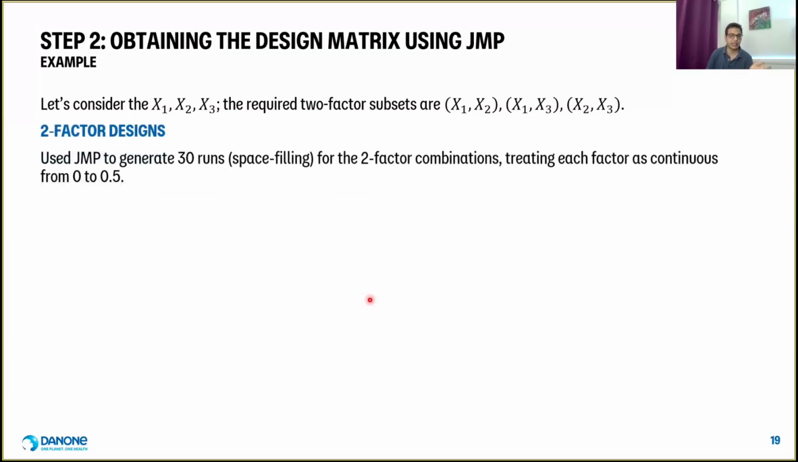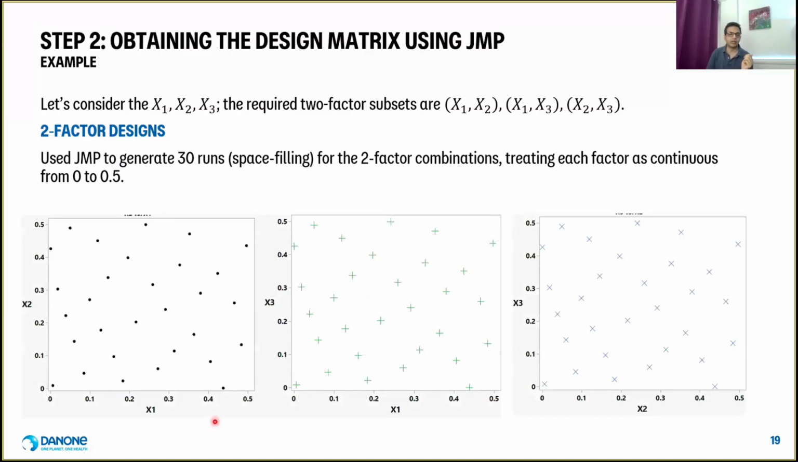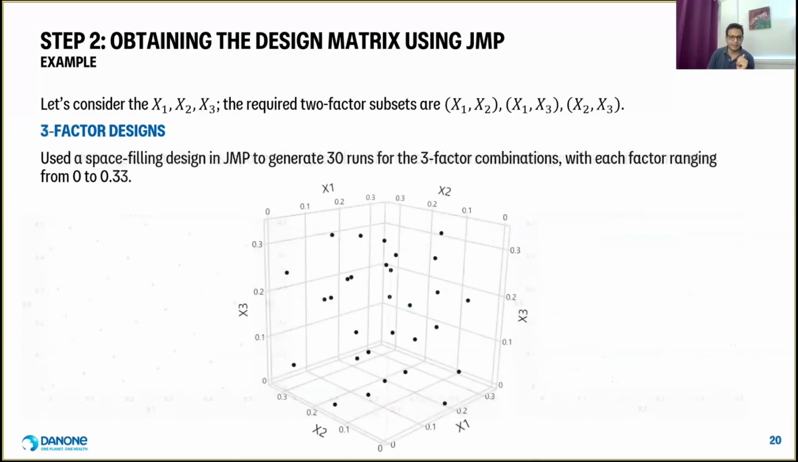So in the first step, like I said before, we created 30 different runs for two-factor combinations. And this is how our parameter space looks. It's, of course, the same, only our x and y variables are changing for x1, x2, x1, x3, and x2, x3. So we are trying to explore all of the parameter space in this particular case. Then we did the same for the three-factor combination, but our maximum limit is now 0.33, and we are again using a space-filling design for this.